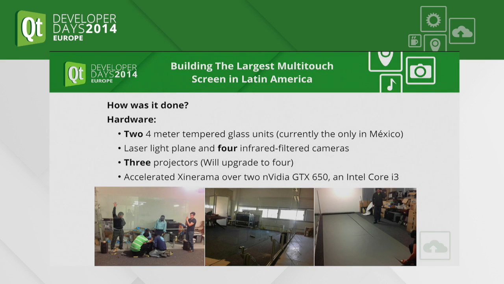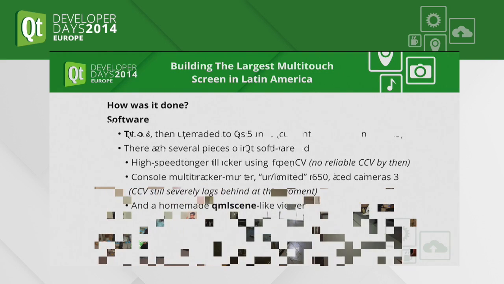So this is the building of the touchscreen. That's just half of it. What technology did we use? There are 2 glass panels. We use a technique named laser light plane. We use different cameras, infrared cameras, tracking the touch points. Several projectors, and right now we use accelerated Xinerama over Linux with several NVIDIA cards.